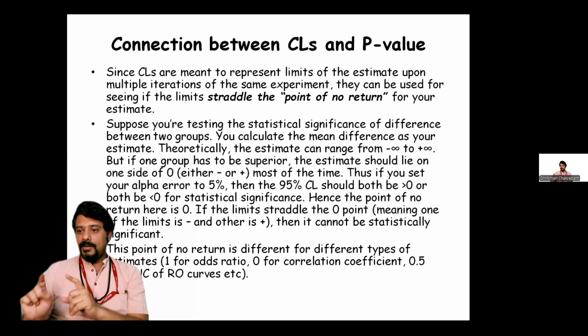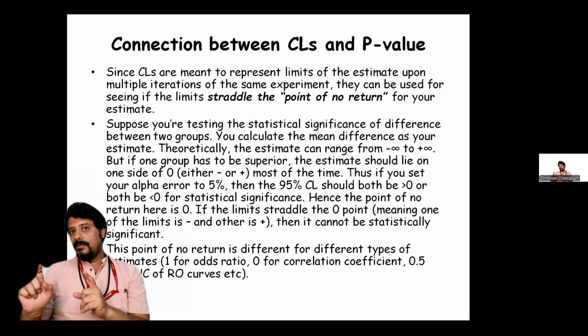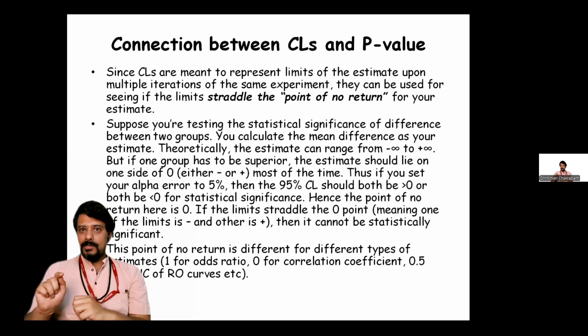If one of the confidence limits is positive and the other is negative, that basically means that there is a more than 5% chance that you are not going to get a consistent mean difference which is positive. Okay, so this concept of point of no return is one of the more useful utilities of confidence limits, because if you have knowledge of this, you don't even need to calculate a p-value. In fact, most of the times p-value is not really that useful compared to actually confidence limits.